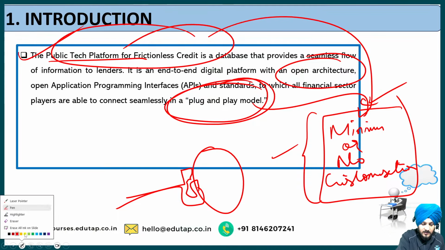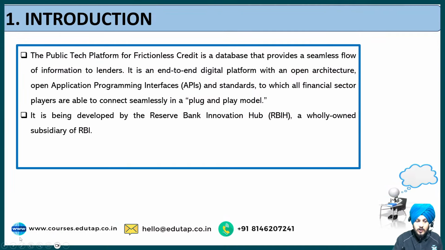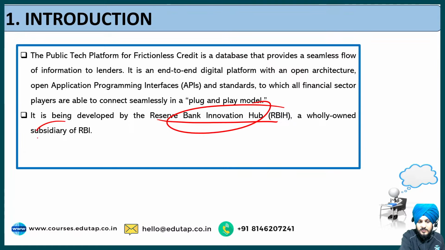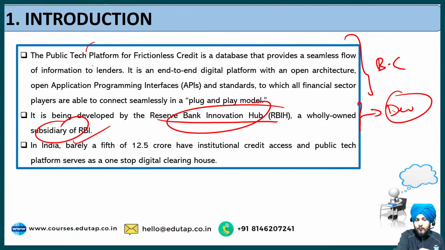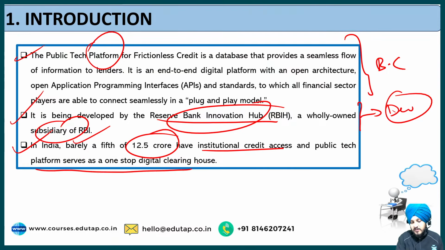So that is regarding the introduction, and then we can talk about how it is developed by the Reserve Bank Innovation Hub, which, as you would be knowing, is a wholly owned subsidiary of RBI in India. Firstly we have given the background, then we have talked about who has developed this whole platform, and then we can substantiate our introduction by writing the data. So in India, barely a fifth of the 12.5 crore farmers have institutional access to credit, and public tech platforms serve as one-stop digital clearance solutions.